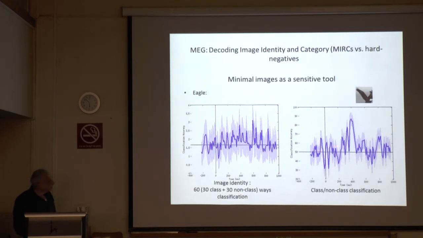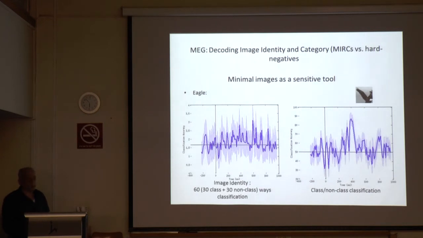So this is a study that is being conducted at MIT in collaboration with two people at MIT, doing the recognition of minimal images in a MEG, where you can follow the detection process at a high resolution in the temporal domain.